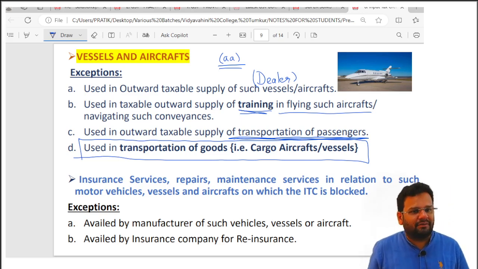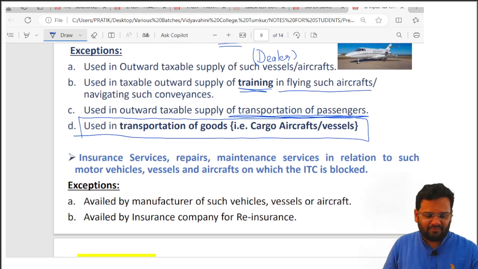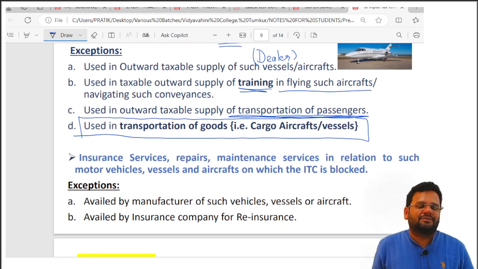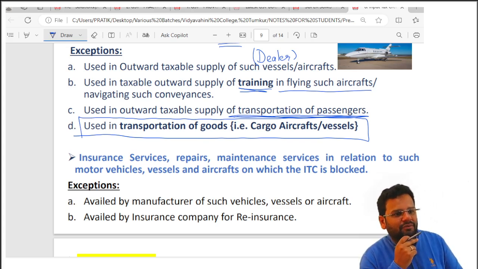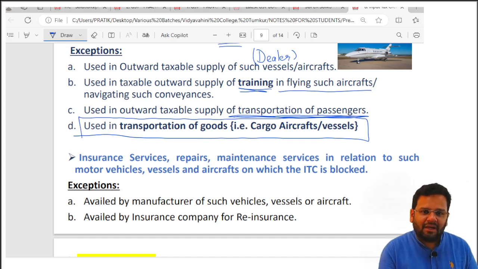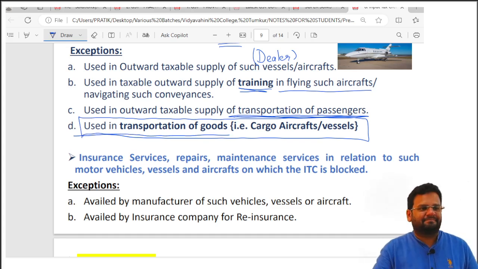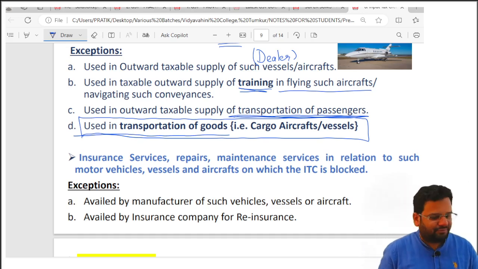A pharmaceutical company purchases aircraft for transportation of critical medicines and drugs. What will happen? Give a hyphen. ITC shall be allowed. You know why? It is used in transportation of goods.